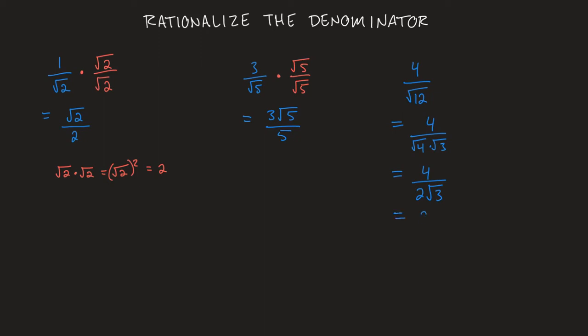So we're going to turn that into just 2 over root 3, but we still have a radical in the denominator. In order to get that out of the denominator, we need to rationalize the denominator by multiplying this fraction by root 3 over root 3. That allows us to get rid of that denominator, so we're going to have 2 root 3 over 3. So let's try a different type of example.